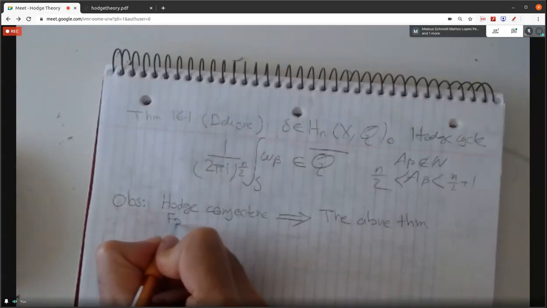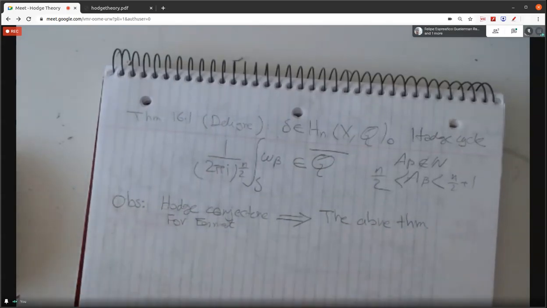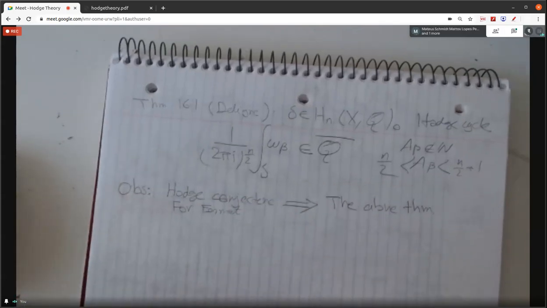Hodge conjecture for Fermat. So the main point is that at some point I will explain Shioda's work, how much we know about the Hodge conjecture for Fermat, but for now we don't know if the Hodge conjecture is true for Fermat or not. And the point is that still the Hodge conjecture for all Fermat varieties of all degrees is a big open question. So let's try to understand this. So let's delta. So if the Hodge conjecture is true, any Hodge cycle is an algebraic cycle.